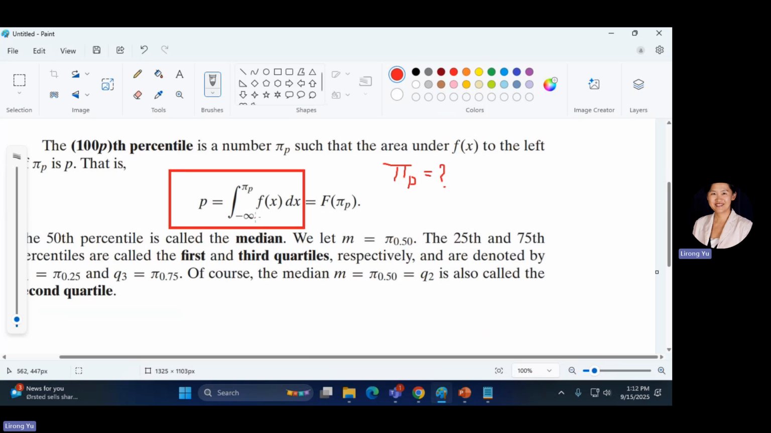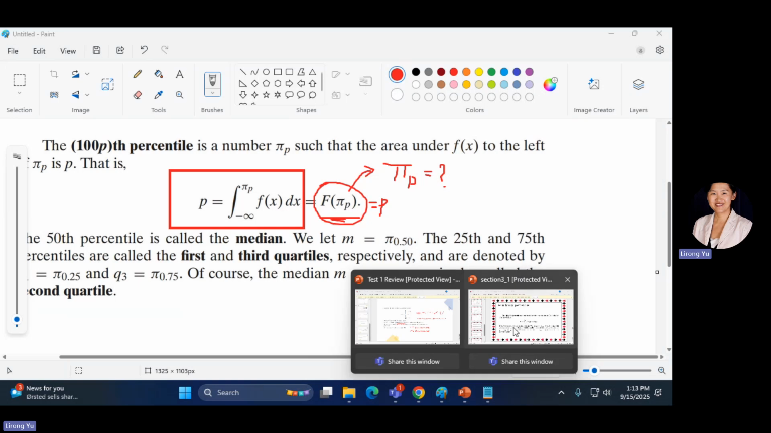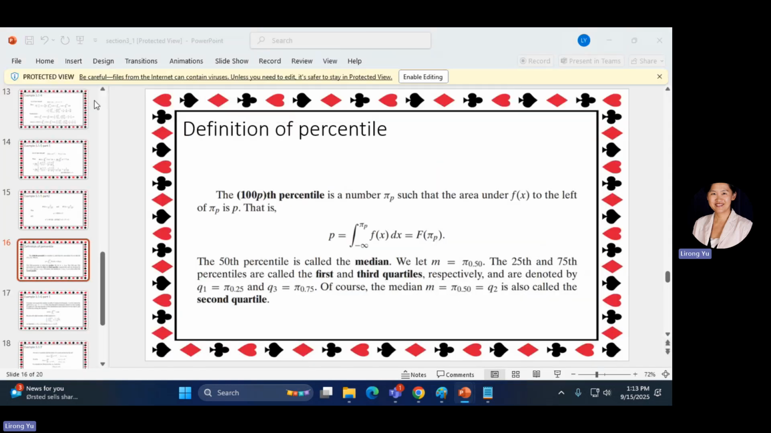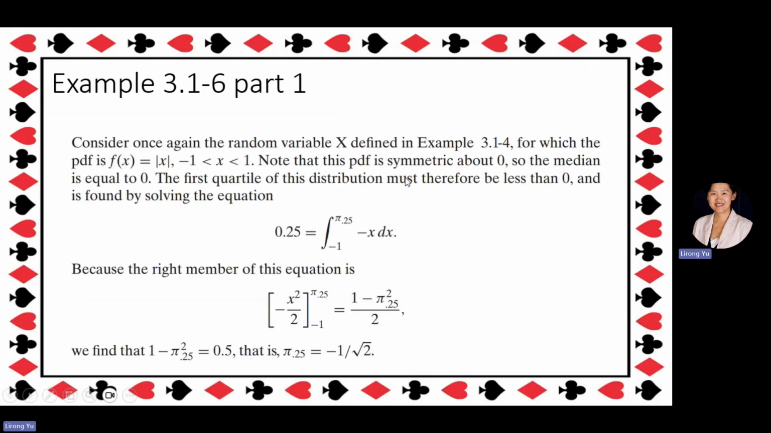But when you integrate from a number, the lower bound of the domain, to a number, you get the cumulative distribution function. So if the cumulative distribution function is already given, it's something you already knew, and that way you put in p, you can solve for π_p. So π_p is kind of like the variable that you need to determine. And for example, look at one of the example questions to see how a percentile can be determined given a density function.